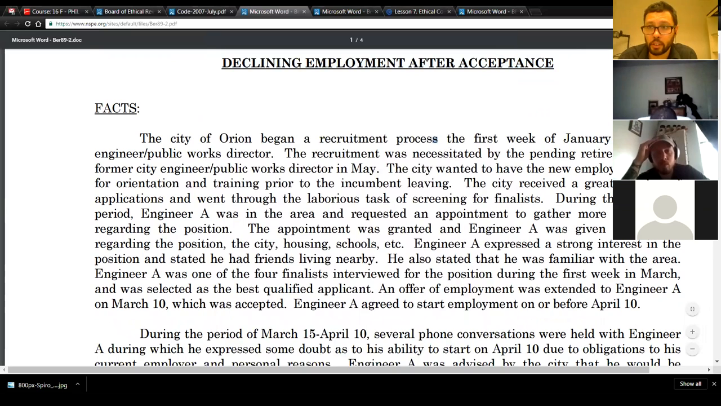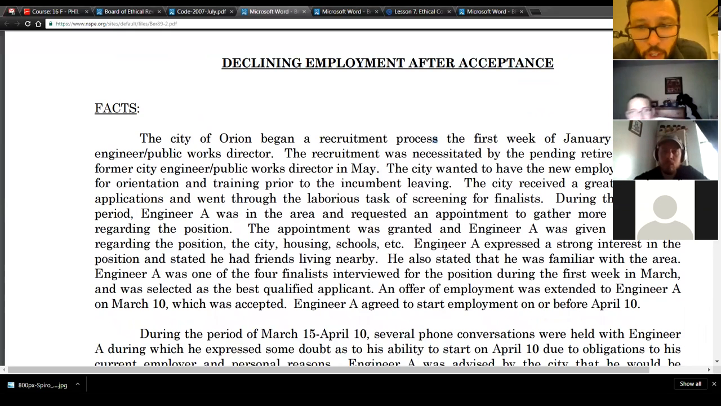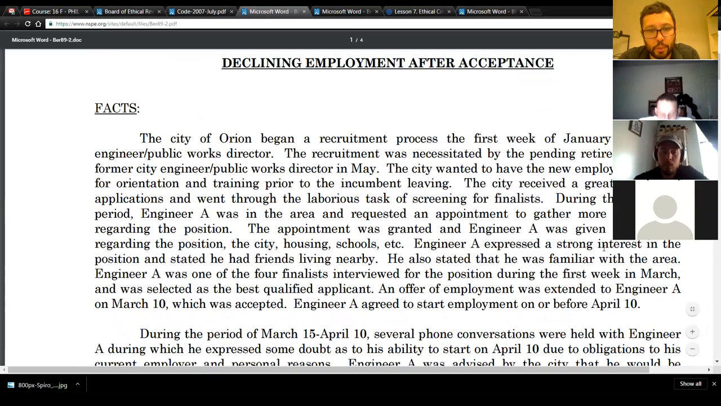The city received a great number of applications and went through the laborious task of screening for finalists. During the screening period, Engineer A was in the area and requested an appointment to gather more information regarding the position. The appointment was granted, and Engineer A was given information regarding the position, the city, the housing, schools, etc. Engineer A expressed a strong interest in the position, and he stated that he had friends living nearby. He also stated that he was familiar with the area. Engineer A was one of four finalists interviewed for the position during the first week of March, and was selected as the best qualified applicant.